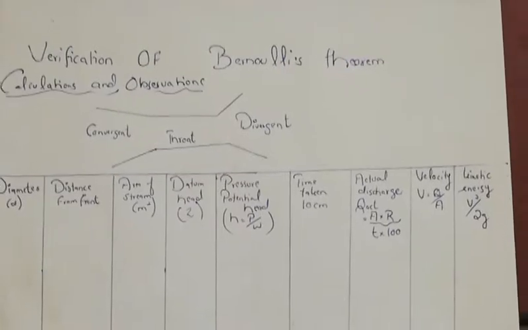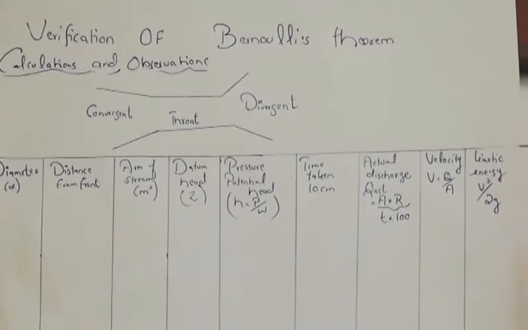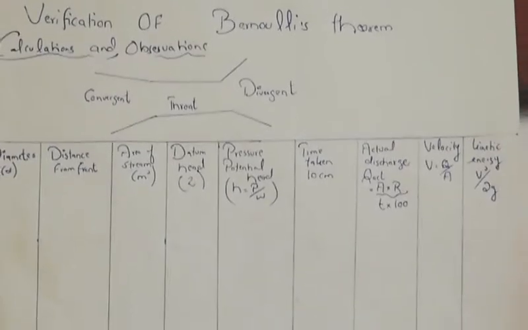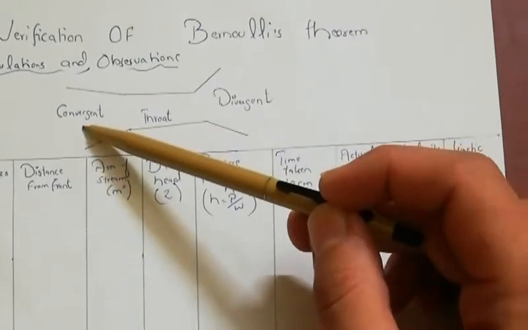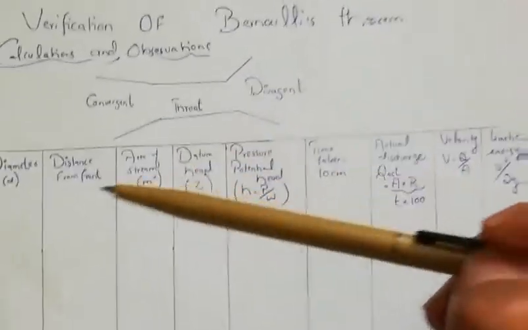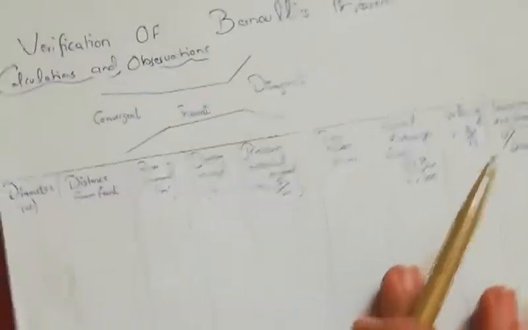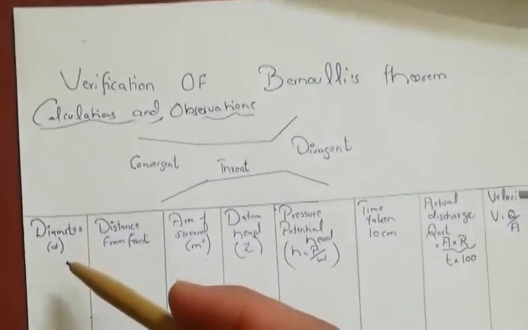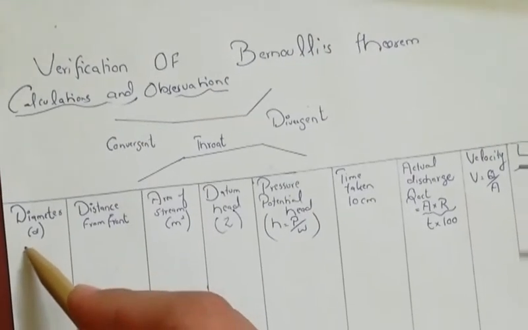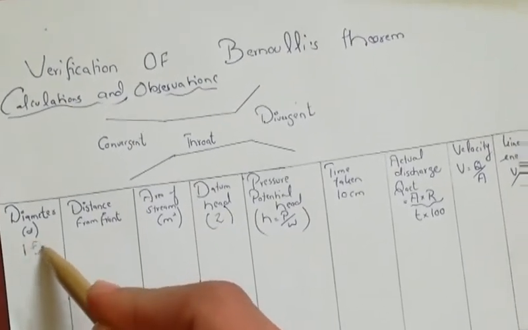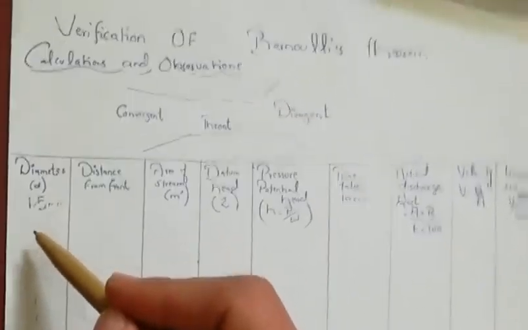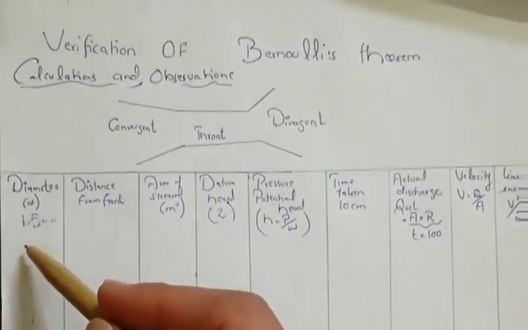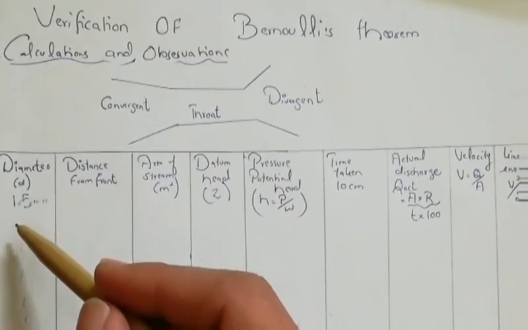So now for the Bernoulli's theorem calculations and observations. Firstly, I have sketched out the diagram of the Bernoulli's theorem apparatus with the flume. It is a convergent section, this is the throat, and this is the divergent section. Now firstly we have to show each diameter present there. For example, the first diameter was about 1.5 millimeters. So each and every diameter has to be sorted out either by using an instrument or from the manual present with the apparatus.